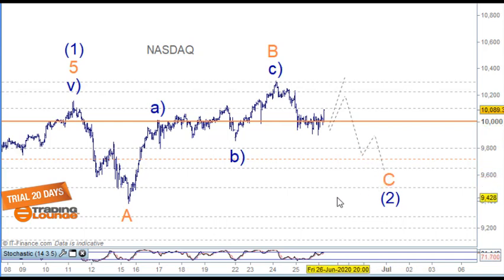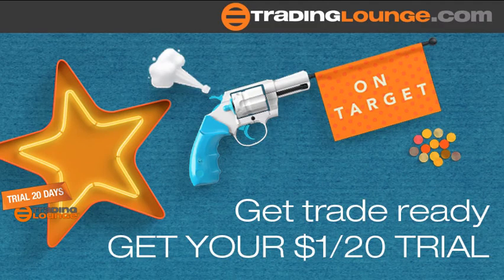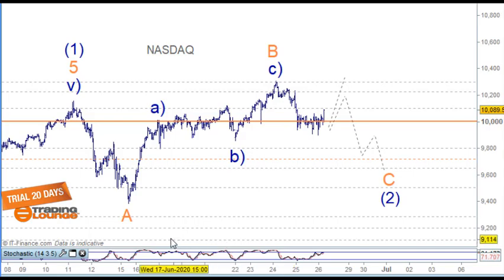But the other point with this too that really bothers me is that we're looking at an expanded flat of an intermediate degree, taking out the top here as a correction, B wave, and then taking out the low here as a correction, as an expanded flat, or maybe even a running flat. But you just don't get that at this degree of structure within this. So something's not quite right here for this either.